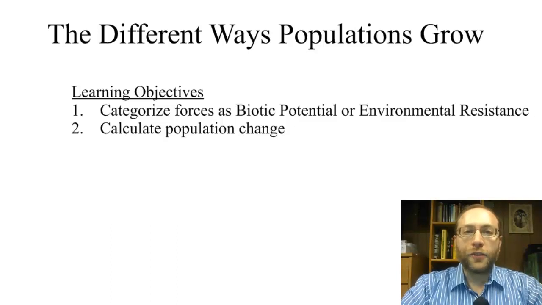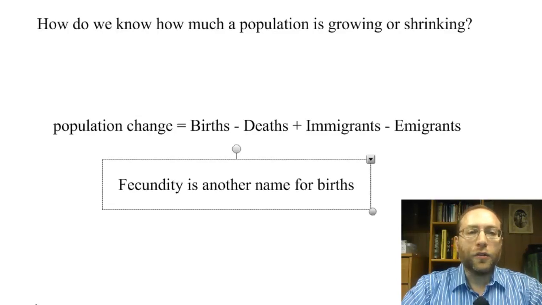Hello, in this podcast we're looking at different ways populations grow. With this podcast and the next, you should be able to categorize forces affecting populations as either biotic potential or environmental resistance, and also calculate population change. How do we know how much a population is growing or shrinking?